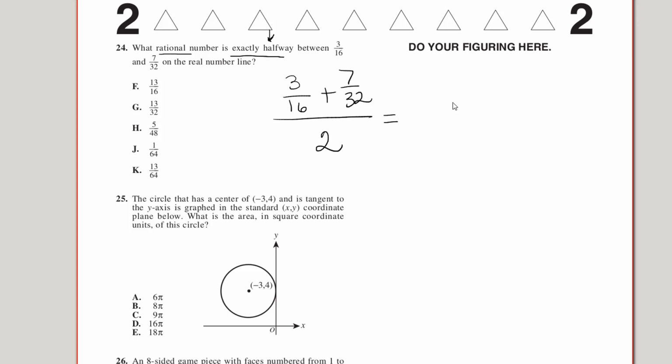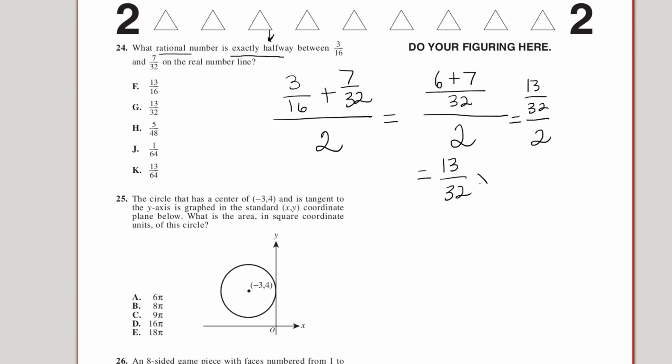So you can do that in your calculator, or these are not very difficult fractions to work with. We want to have 32 as our common denominator. So 16 into 32 is 2 times 3 is 6. We have plus the 7/32, again divided by 2. That gives us 13/32 divided by 2, which is the same as 13/32 times 1/2, which is 13/64. And that is answer choice K. That's the number right in between 3/16 and 7/32.